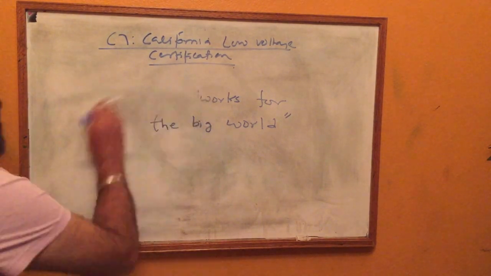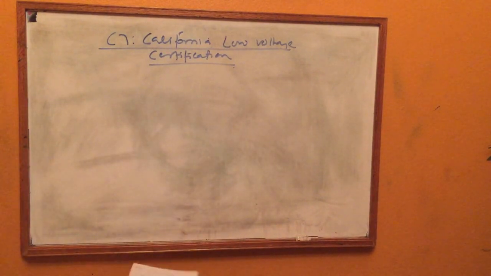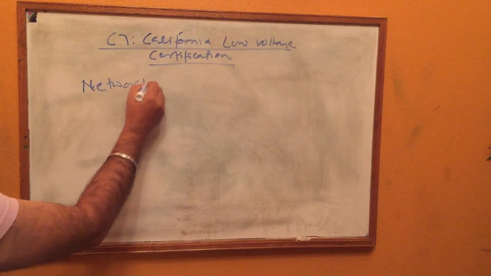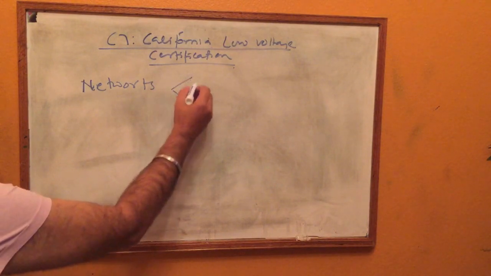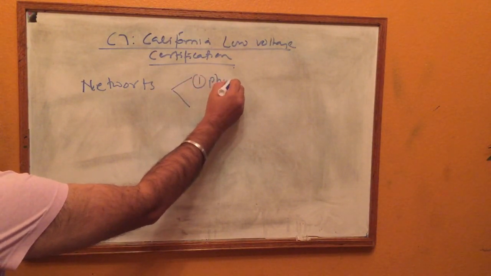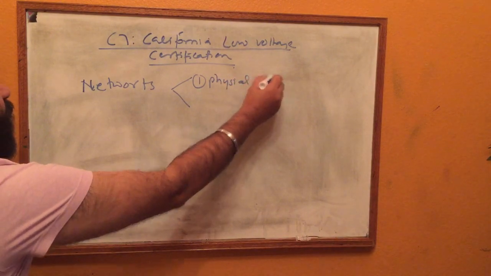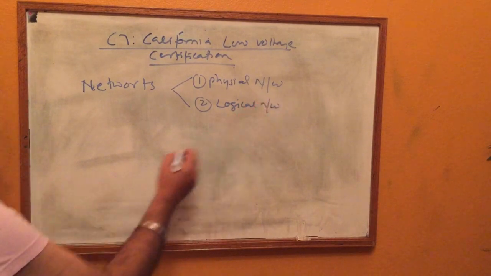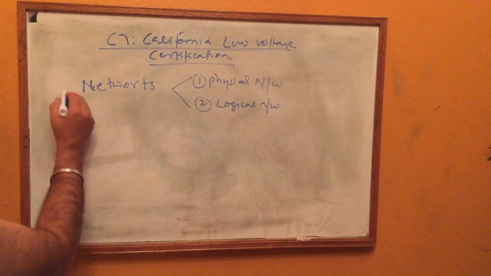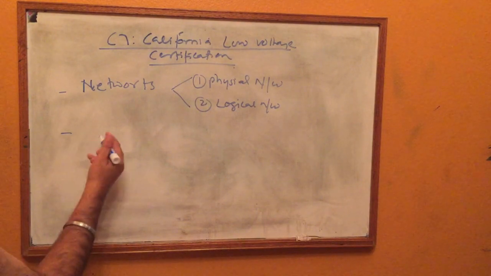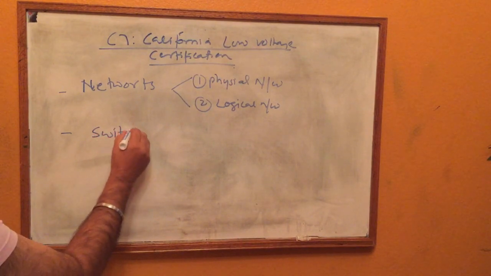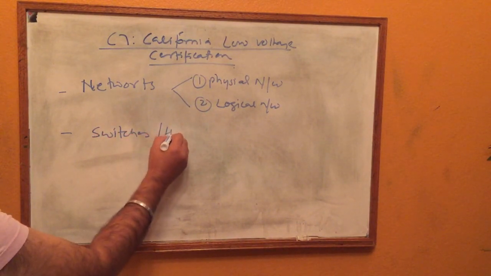I'll try to write the agenda today for the video. We are going to cover networks. When we say networks, we will categorize them as physical networks and logical networks. How to build networks basically. We will cover certain hardware which you might actually hear in the field. They will call it switches. Previously they were called hubs.